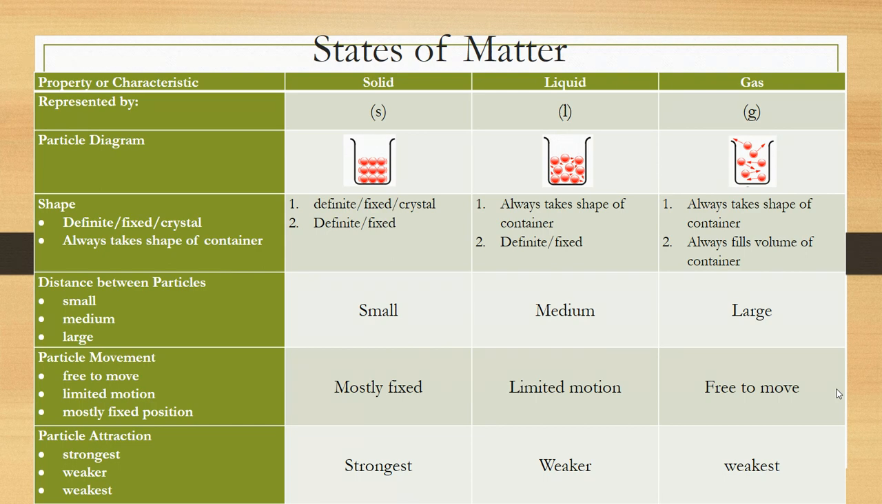And in terms of its volume, we would say that its volume is also fixed, meaning its volume doesn't change no matter where it's placed or where it's at. Liquids, this starts to change. For volume and shape, and we'll start with shape, it takes the shape of the container.